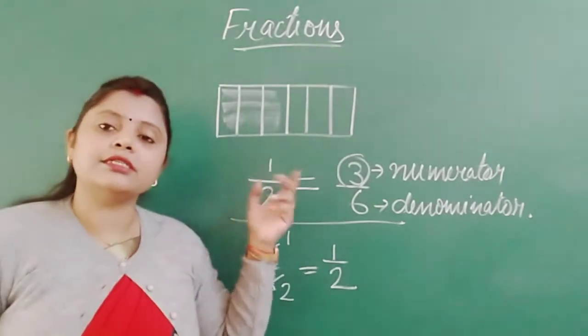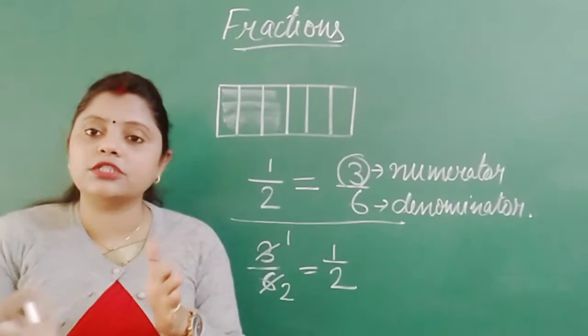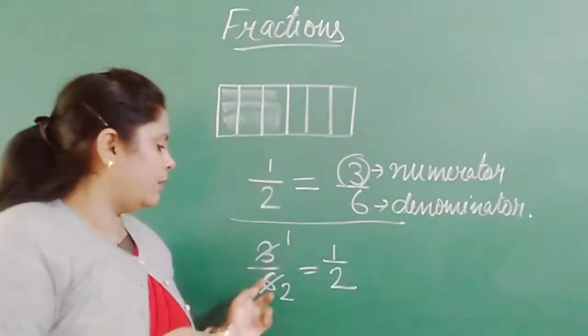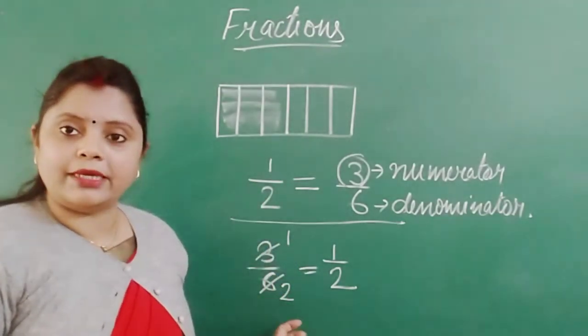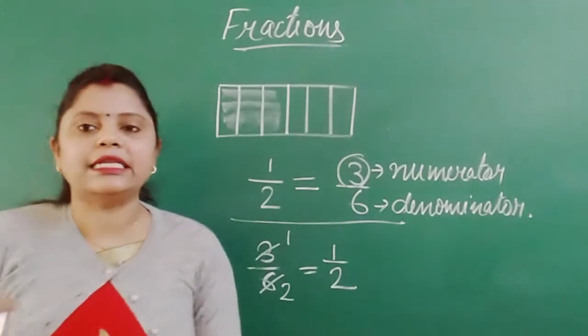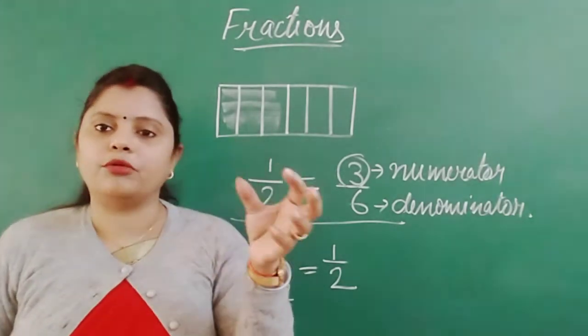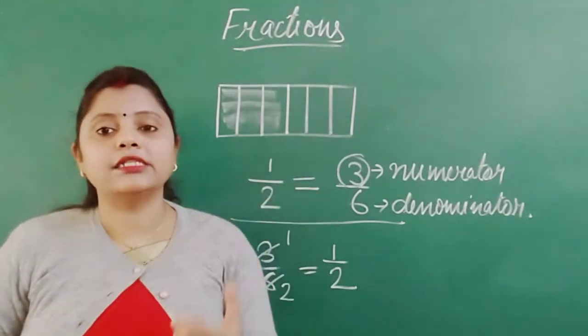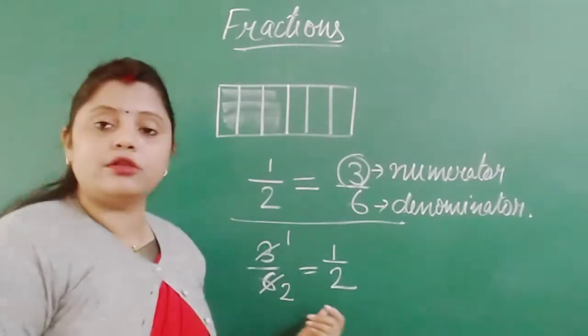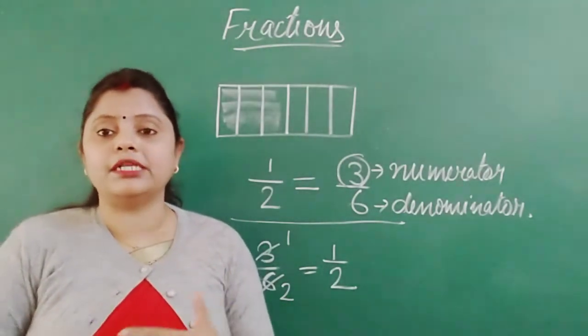So through this concept also we have come to know what is equivalent: those fractions which have equal value. 1 by 2 is equal to 3 by 6, or you can say 3 by 6 is equal to 1 by 2. So basically in this video we are discussing what is a fraction, what are the terms denominator and numerator, as well as how to find out whether one number is equivalent to another or not.